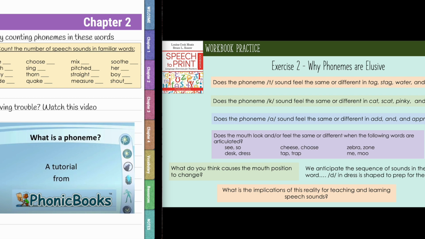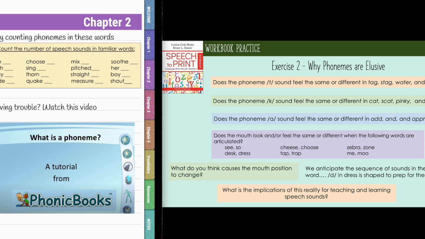So there's 3. Quake, qu, ay, k, has 3. Mix, m, i, x, has 4. Pitched, p, i, ch, t, has 4. If you notice, there's a pattern we're kind of building here. Straight, s, t, r, ay, t, has 5. Sh, zh is kind of hard not to say without the sound, but there's 4 there.